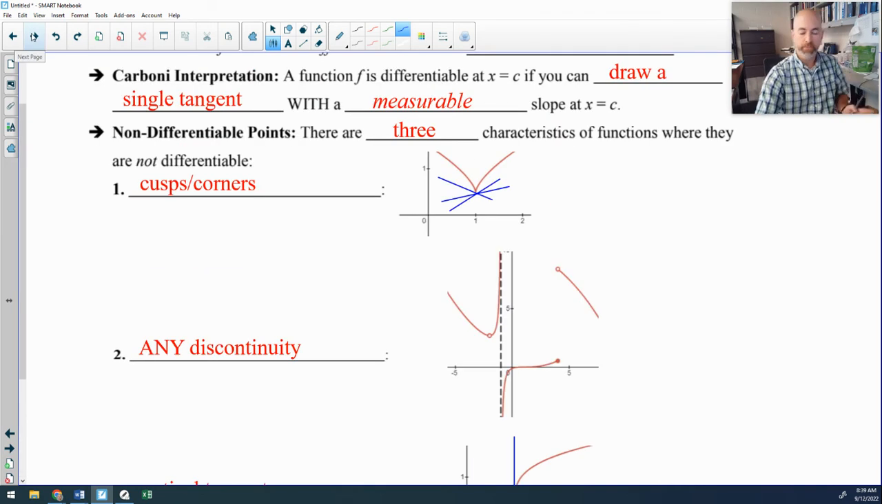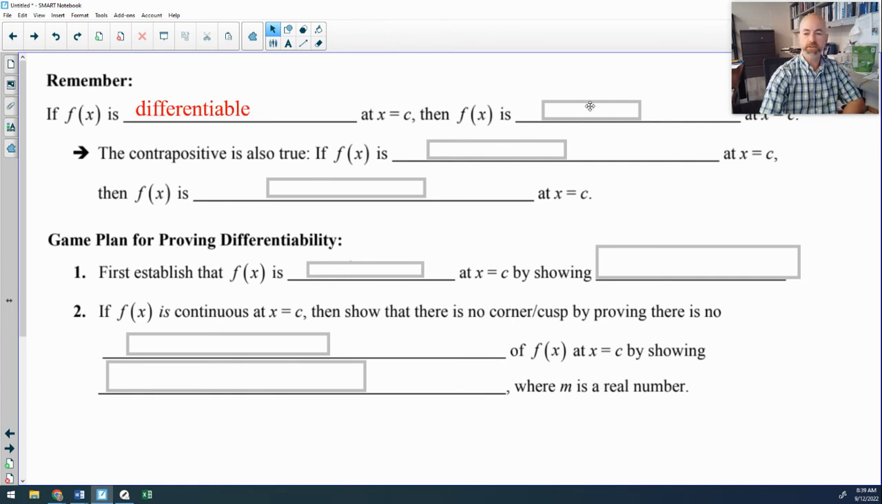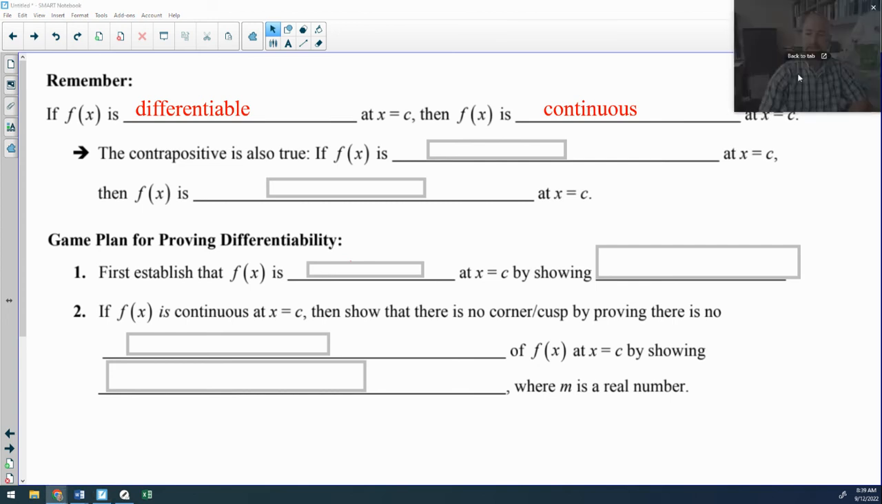And let's branch this into a more algebraic approach. So one thing to remember with differentiability and continuity is that if a function is differentiable at any given x coordinate, then that function is automatically continuous at that x coordinate. So differentiability does imply continuity, and the contrapositive of that statement is also true.